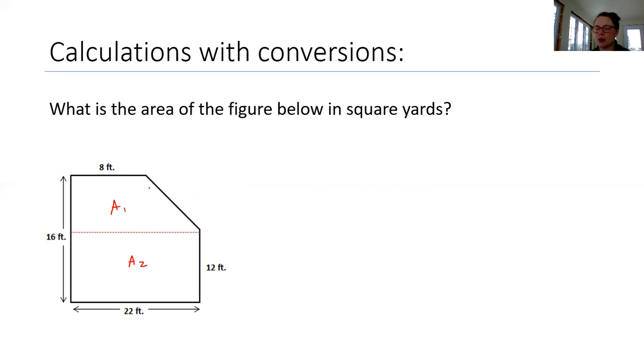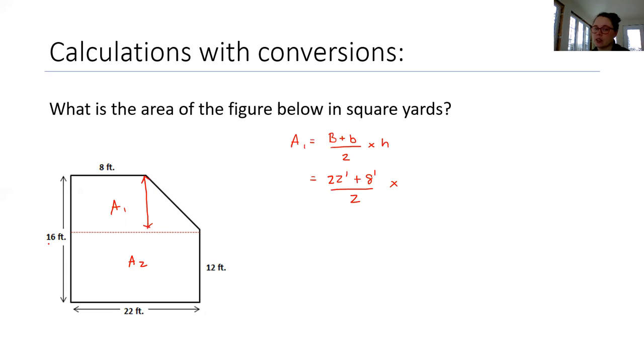Well, the first thing we do, if we recognize it's a trapezoid, area 1 is equal to big B plus little b, big base plus little base, divided by 2 times the height. So if we plug some information in, our big base is this length here, and that's 22 feet, plus the little one is 8 feet, divided by 2 times the height.